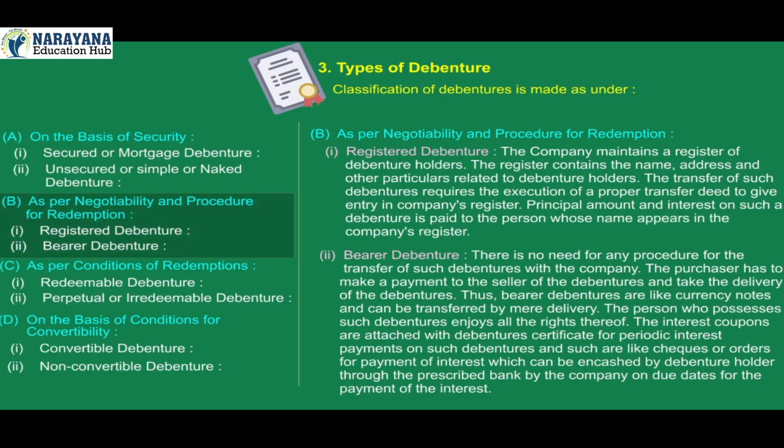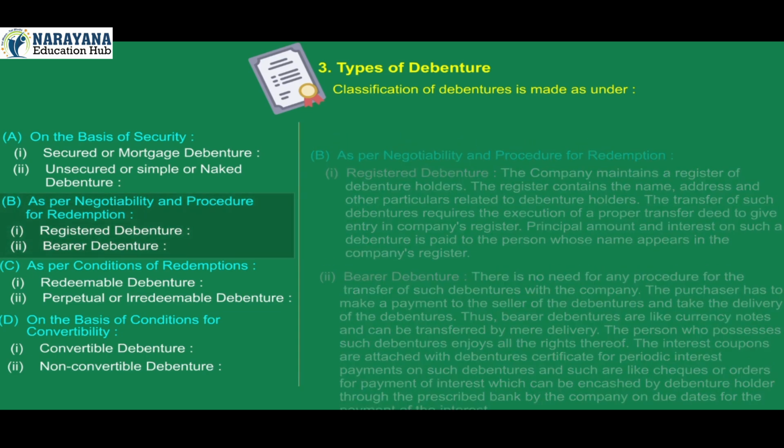Interest coupons are attached with debentures, as certificates for periodic interest payments on such debentures, and are like checks or orders of payment of interest, which can be encashed by the debenture holder through the bank prescribed by the company on due dates for the payment of the interest.